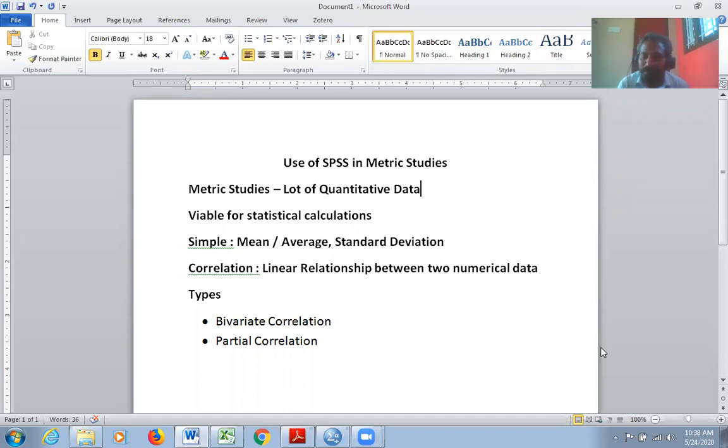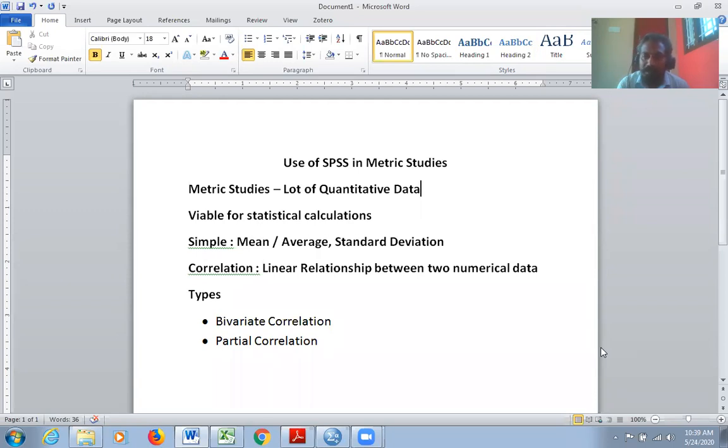And in this presentation, we would like to give a demo on how a statistical package can be used in metric studies. And you know very well, when you talk about Scientometrics or Bibliometrics, we talk about quantum of literature and we talk about quality of literature.